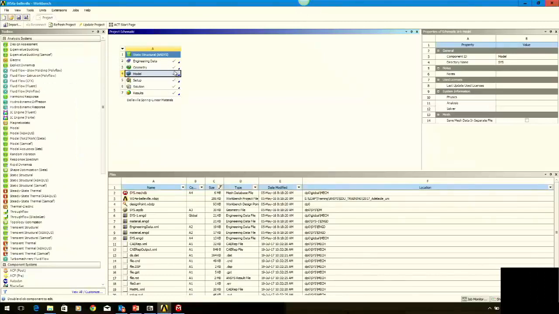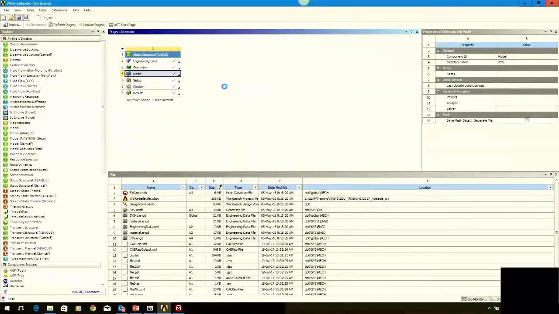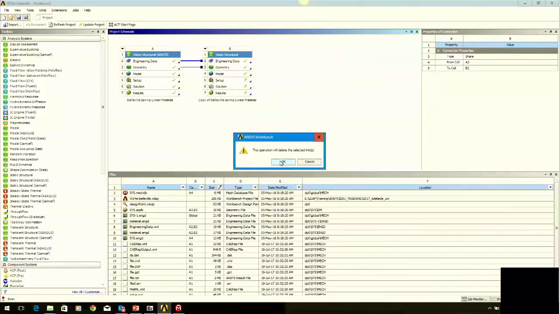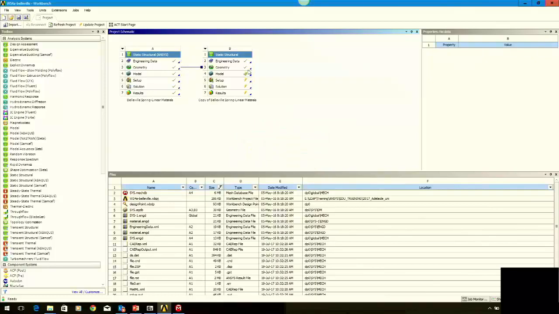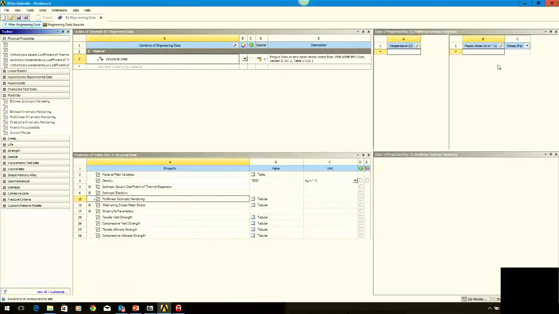Okay, so in order to do that, we basically have to right-click here and then duplicate. And then, because I want to use different material properties, I select the link and then I delete. Okay, so now I'll go into my engineering data. I will add and just double click for multilinear isotropic. Make sure I change my units.